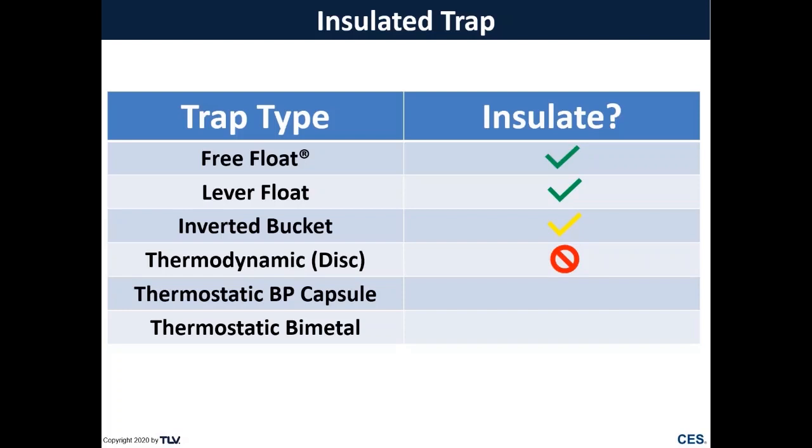Thermodynamic traps require radiant heat loss out of the control chamber in order to cycle. So those you definitely do not want to insulate. Same with thermostatic traps such as balanced pressure thermostatic capsules or bimetal traps. Those are temperature sensitive, and insulating those will hold in more heat, reducing the cycle time, increasing your condensate backup.